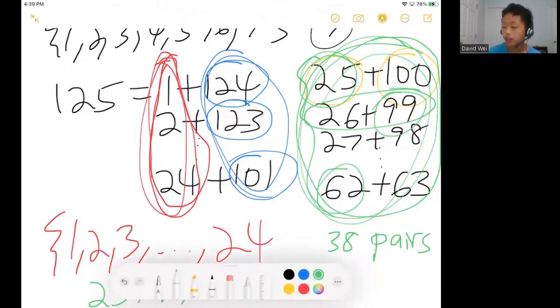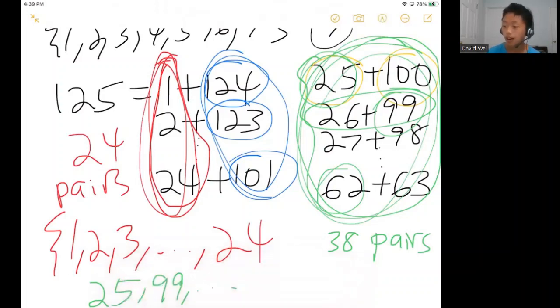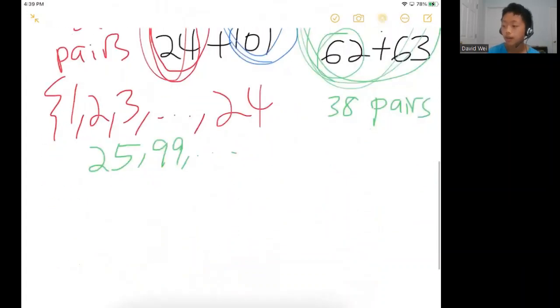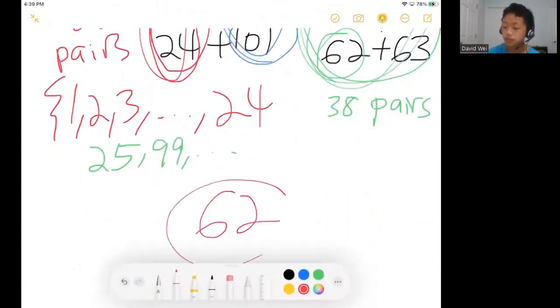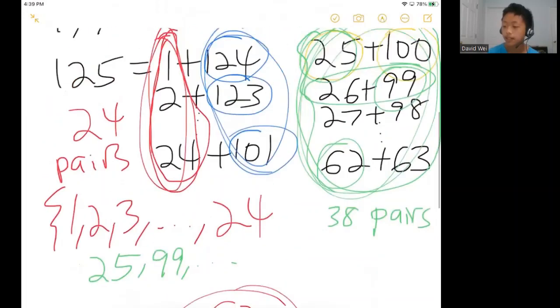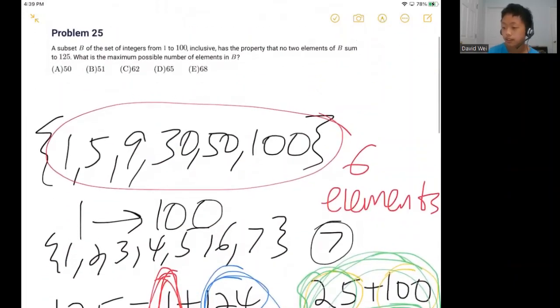But we already have the numbers from 1 through 24. We can just put those in the set for free, because we don't have to worry about their partner since they're not in the range. So the maximum, the best we can do, is going to be 24 plus 38, which is 62. And that would be the answer, which is choice C.